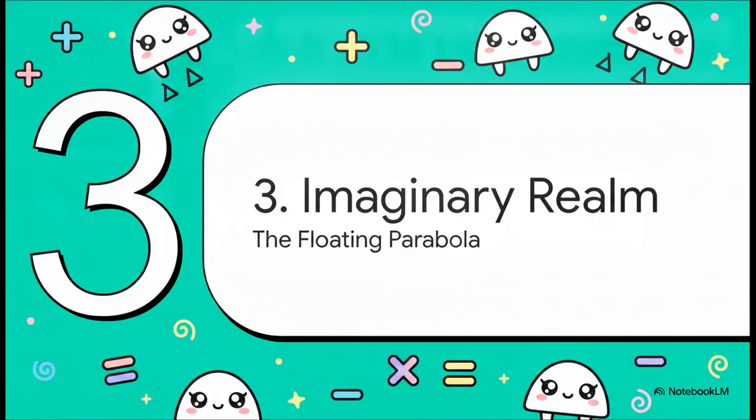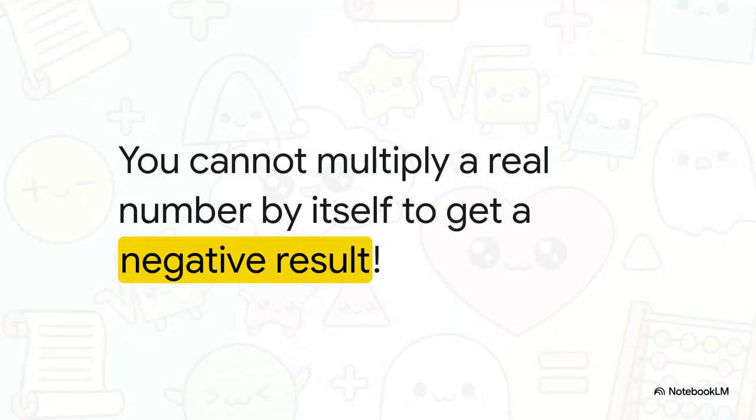Section 3. The Imaginary Number Realm. Let's jump back to that negative delta for a second. The floating parabola that never touches the axes? If you try to plug a negative discriminant into a square root, it totally breaks the standard known laws of mathematics. It's mathematically scandalous. Think about the fundamental rules we all learned.